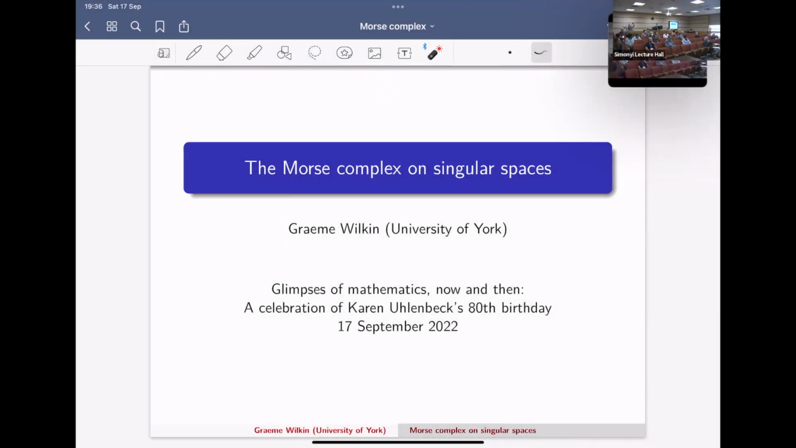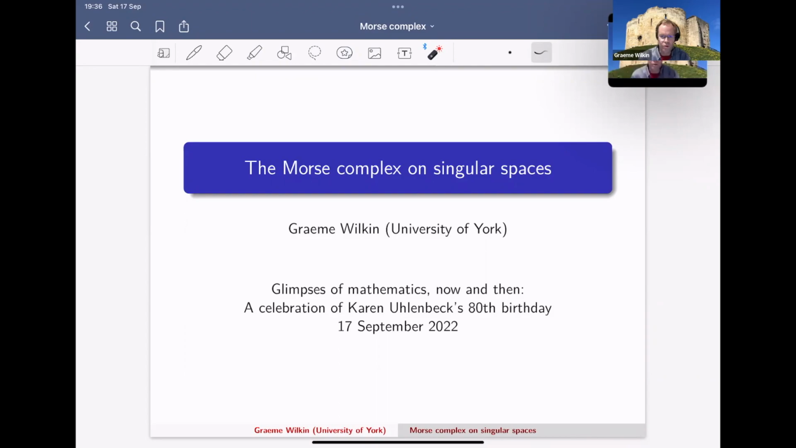So our next speaker, unfortunately, not due to his own doing, couldn't make it here due to administrative difficulties, but fortunately we have Zoom. So we're very happy to have Graeme Wilkin, who will talk about the Morse complex on singular spaces. Yeah, great. Thanks, Dan.